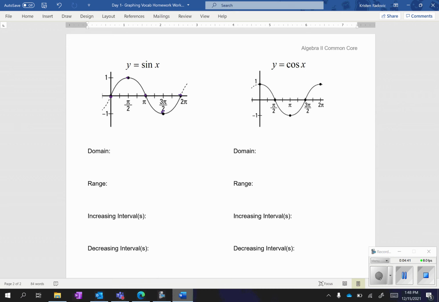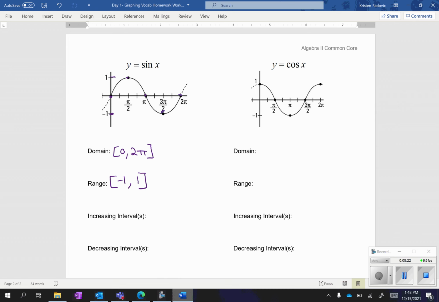Now your domain, we're going to say, is from 0 to 2 pi. And we put hard brackets because it equals 0 and it equals 2 pi. Yes, this graph does go on forever, and that would be all real numbers. However, one cycle is from 0 to 2 pi. Your range, we go from -1 to +1, and we equal those values. It shouldn't be a surprise that we go from -1 to +1 because this is a unit circle. The radius is 1, so 1 up and 1 down.